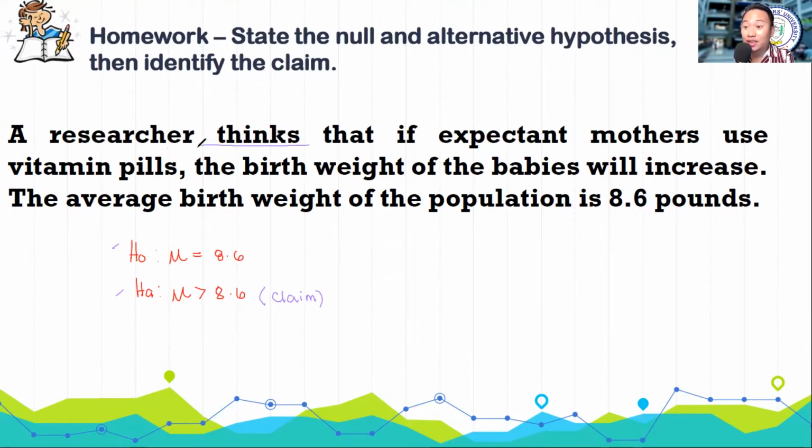The researcher thinks that if the mother will use vitamin pills, the birth weight of the babies will increase. And that talks about the alternative hypothesis. Is that easy? Is that easy? It is. I think it is. So your goal, as I've mentioned before, is to level your understanding, your comprehension and reading, a little bit higher. So let me proceed to the next problem.